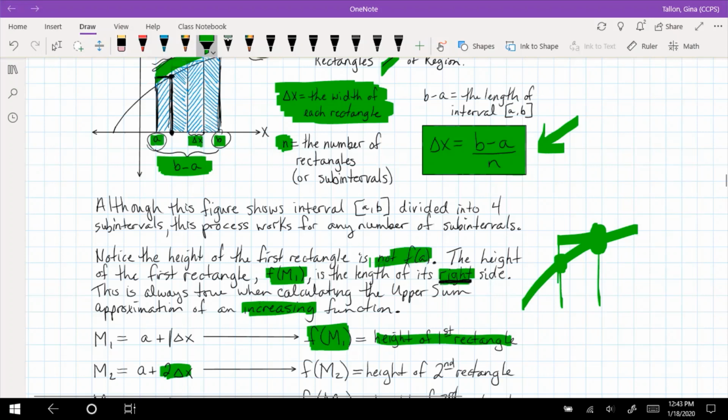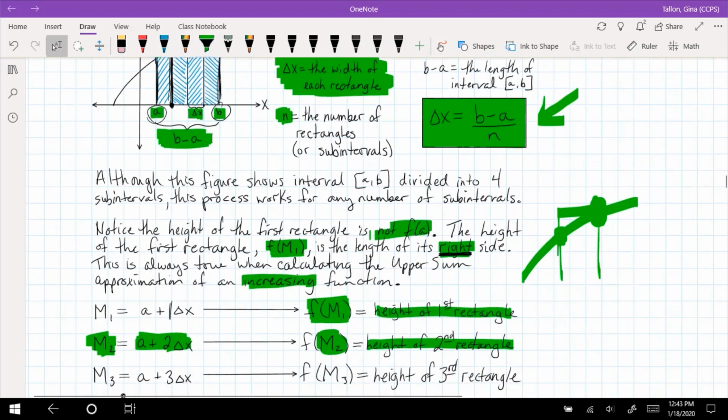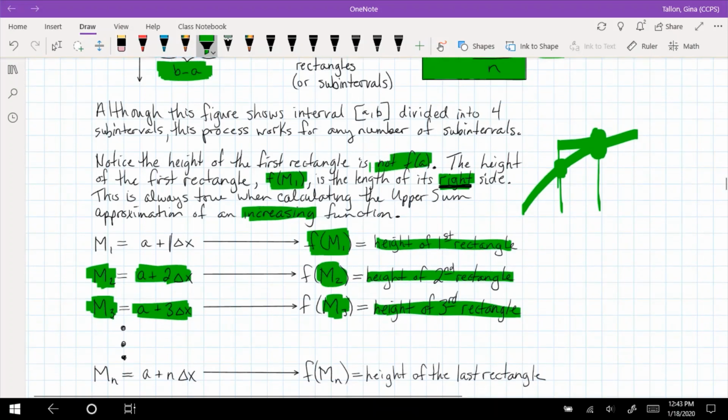And if I take this value, a plus 2 delta x, which is known as capital M sub 2, and I substitute that into my function, that gives me the height of my second rectangle. And yes, the process continues. Keep adding another delta x over and over and over, and you get the m value that you need to plug into the function in order to get the height of the next rectangle, and so on. Should be a dot, dot, dot here.